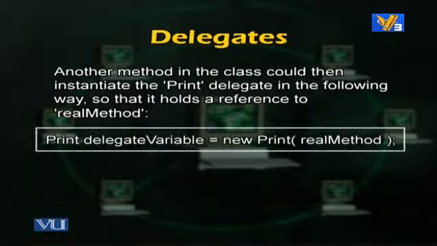So we say print, note that this print is the name of the delegate. We have a delegate variable which is equal to new print, and now we give the name of the method to be invoked, and the name of that method was RealMethod. So this is what we do: print delegateVariable = new print(RealMethod). So when that event happens, when the control comes to this point, at that point this method will be invoked. So this is how delegates work.